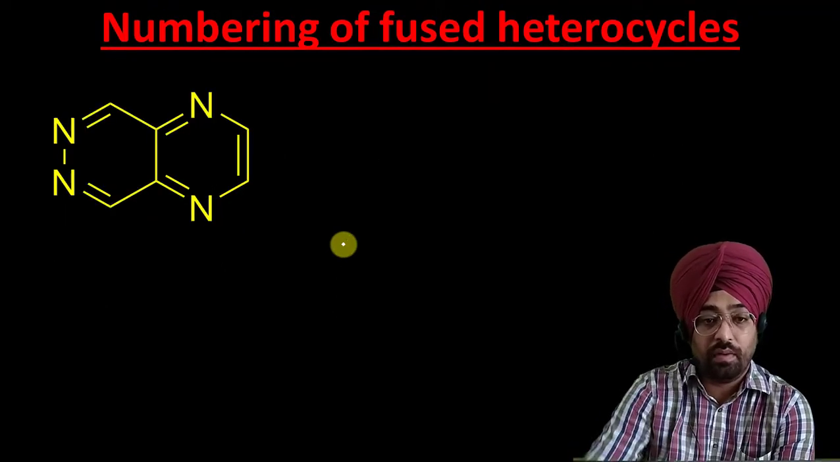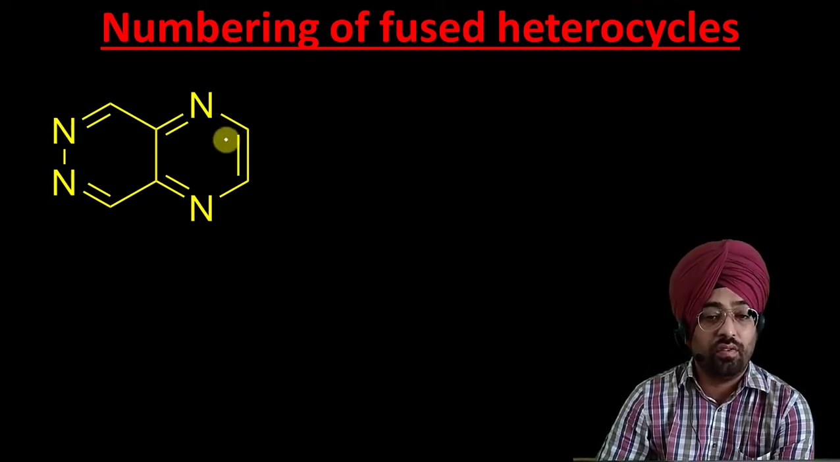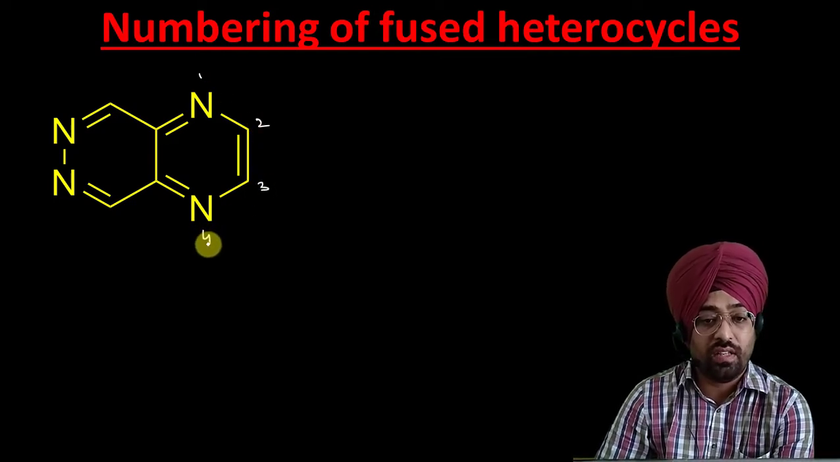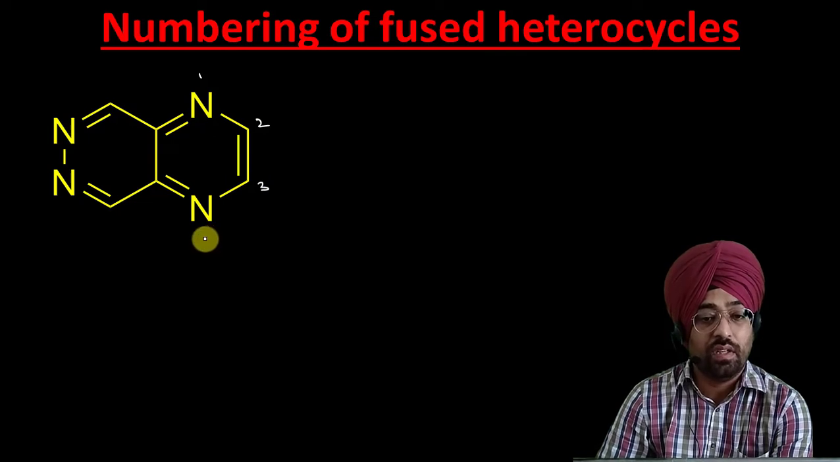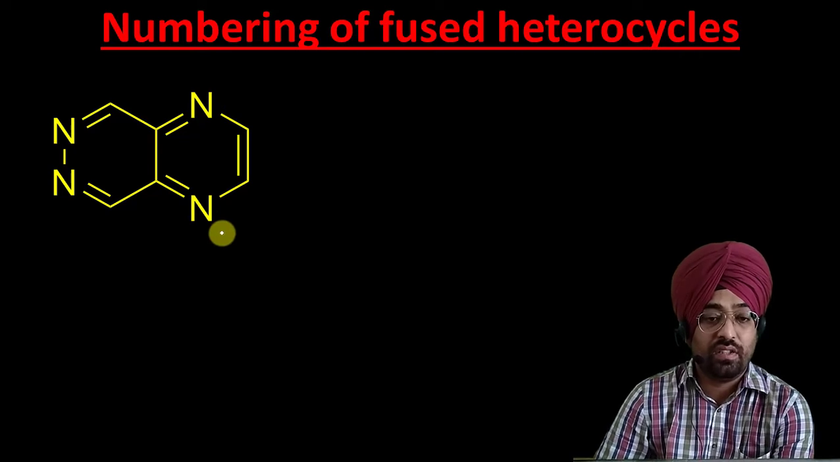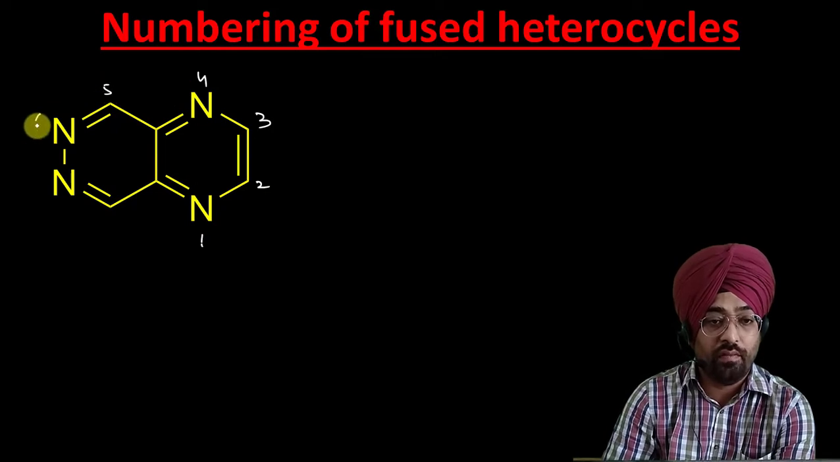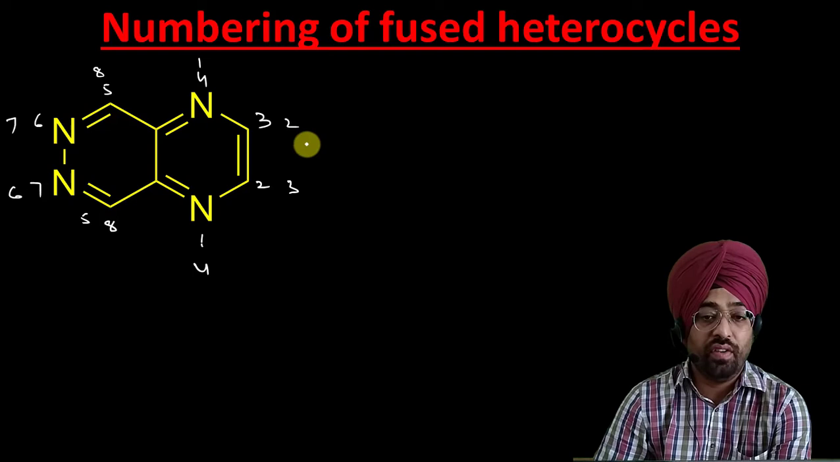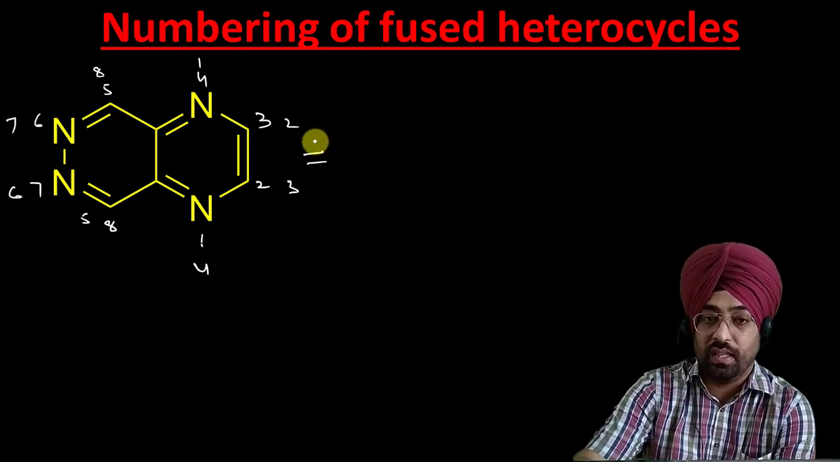Now let us see about this. You can number this again to give the lowest possible locants to heteroatoms 1 2 3, or you can start from this position. So both are the same, because if we rotate the system horizontally or vertically, it remains the same. 1 2 3 4 5 6 7 8. This is also correct. 1 2 3 4 5 6 7 8. This is also correct. Both are the same. So that is how we can number this fused heterocycle.